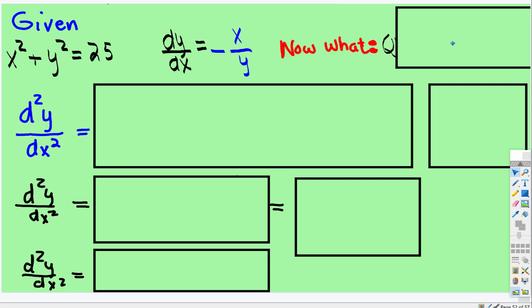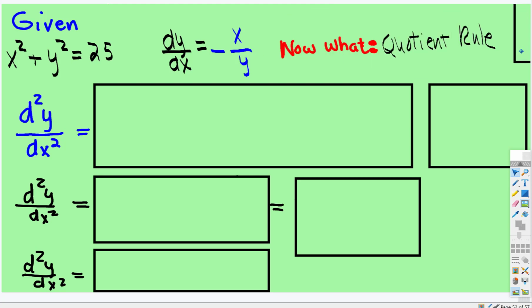All right, and now we're going to use the quotient rule. So remember the quotient rule. Let me go ahead and refresh your brain. It is g times f prime, subtract f times g prime, over g squared.